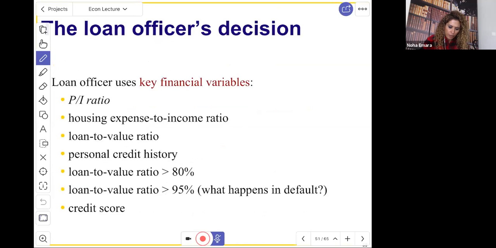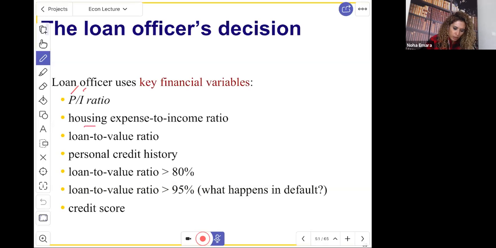The key financial variables available are the payment to income ratio: how many payments you make per month versus your income. Let's say you have another mortgage, or you pay for a car lease, or electricity and water, or your kids' education. Anything that you pay has to be included versus your income, and based on this ratio they determine the decision. Of course, the higher this ratio, the higher the probability of being denied the mortgage application.